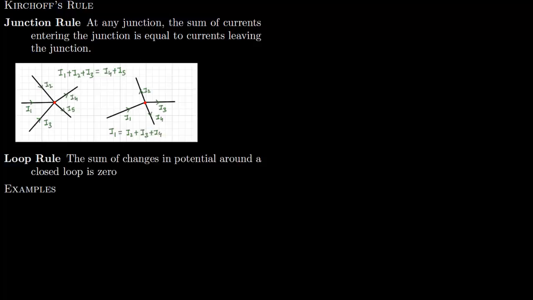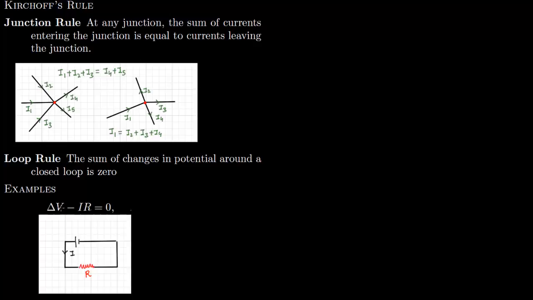The second Kirchhoff rule is the loop rule. That is, the sum of changes in potential around a closed loop is 0. So the very first example is delta V minus IR is equal to 0. So this you can see right here.